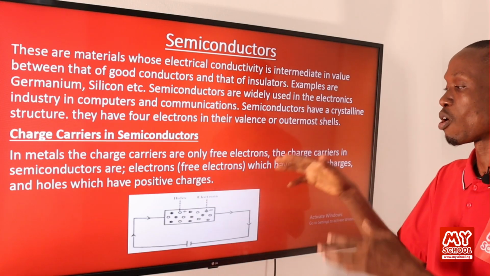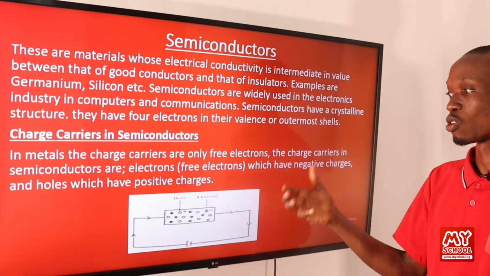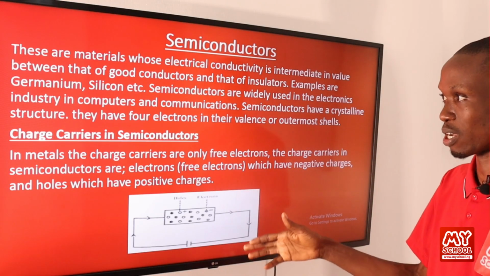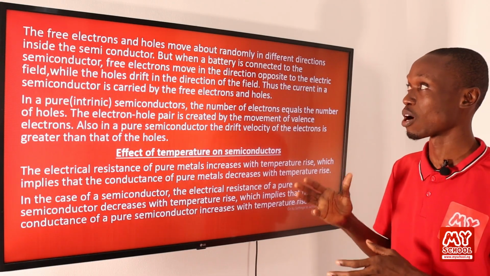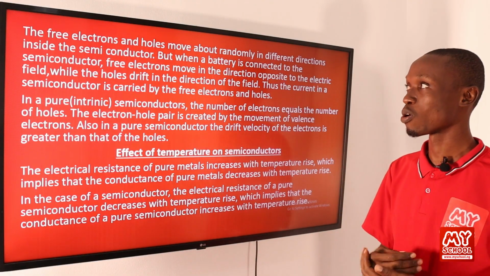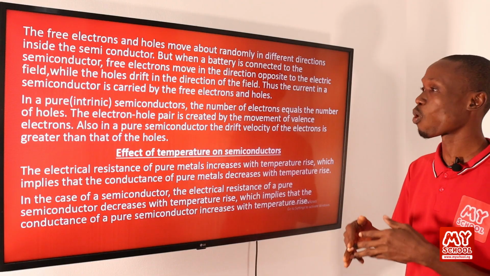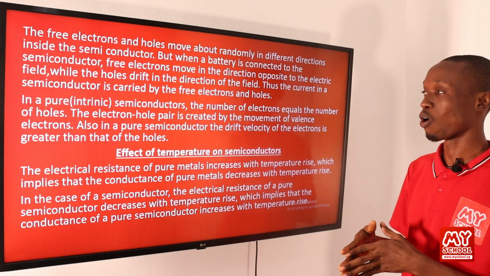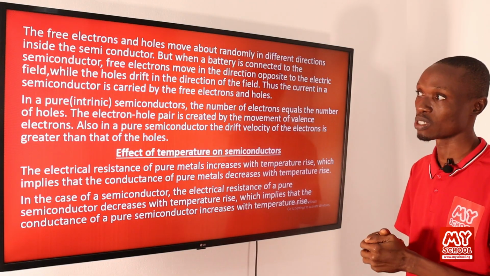This is the diagram of a semiconductor showing the holes and the electrons. Remember, the holes are positively charged while the free electrons are negatively charged. Let's move over to the next slide. The free electrons and holes move about randomly in different directions inside the semiconductor. But when a battery is connected to the semiconductor, the free electrons move in the direction opposite to the electric field, while the holes drift in the direction of the field. Thus the current in a semiconductor is carried by free electrons and holes.